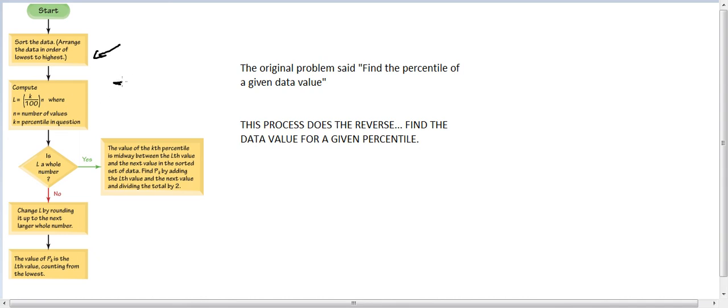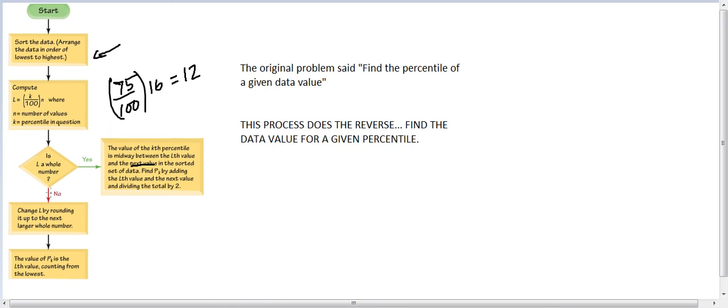So let's say we were trying to find the 75th percentile of the data set we just did, and there were 16 values. If you do that math, you find that value L is 12. And is L a whole number? Yes. What you do is you go to the next value, because the number 117 in our list was the 13th value. So that's why you go to the next value.